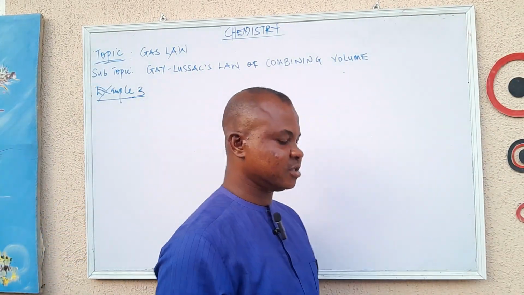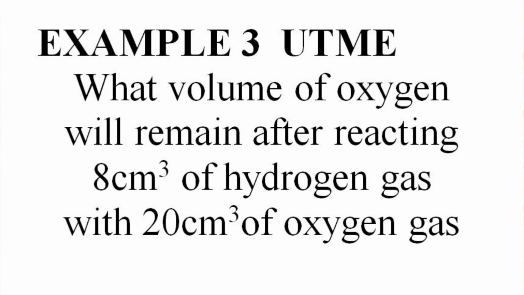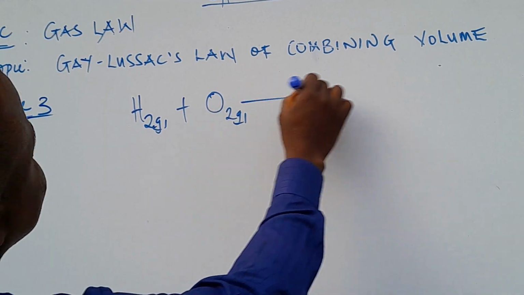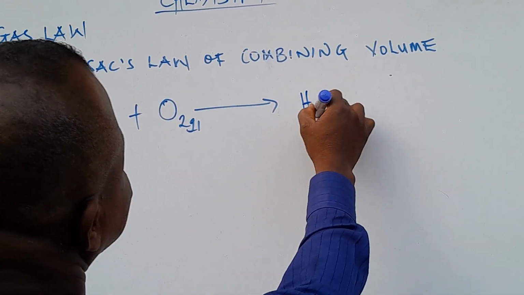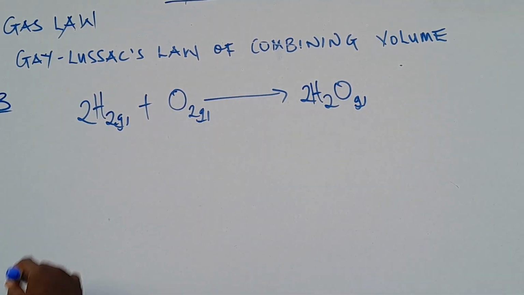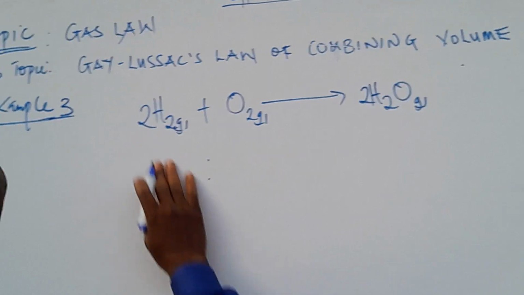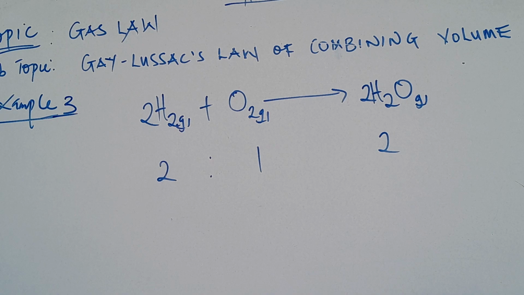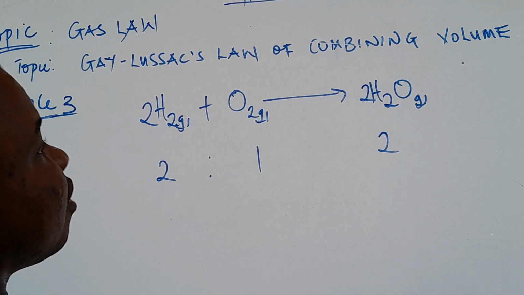3. Okay, it's a UTME question. This one says, what volume of oxygen will remain after reacting 8 cm cube of hydrogen gas with 20 cm cube of oxygen? Let's look at it. Hydrogen gas again plus oxygen gas to yield steam. 2, 1, and 2. So we have ratio 2, ratio 1. This is the basic thing you need to know when you are solving Gay-Lussac's law of combining volumes.